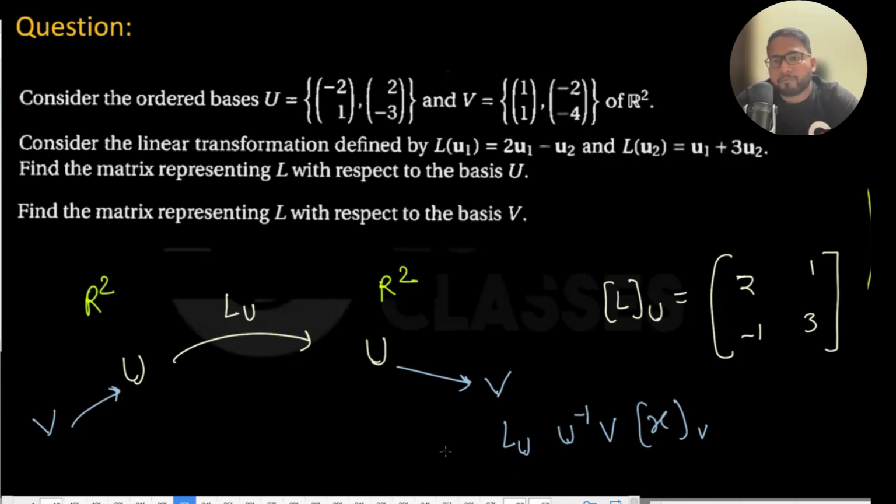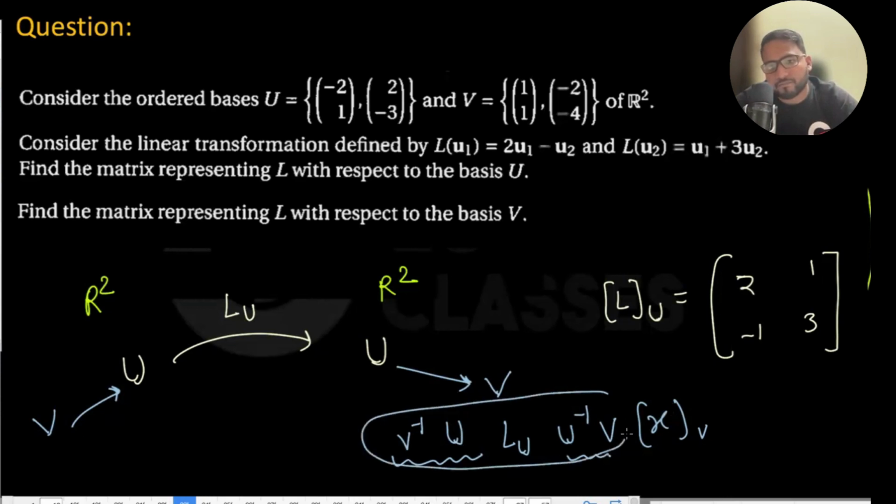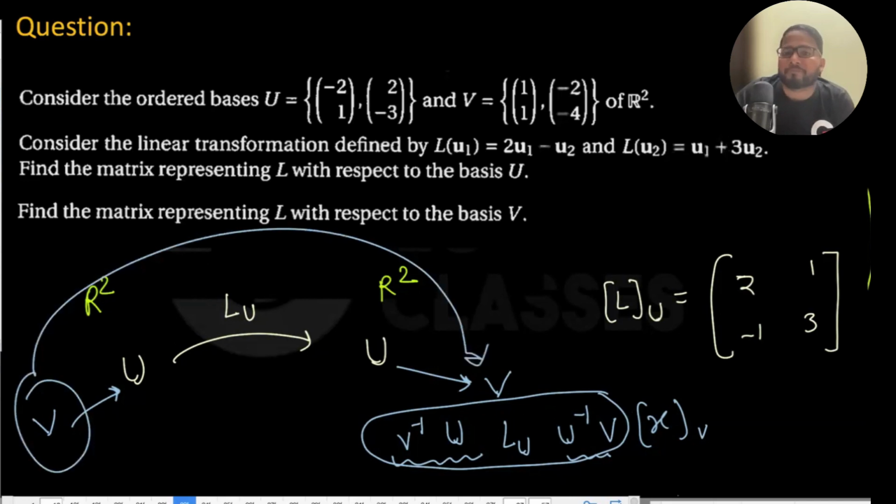Then again, what can you do? Now which matrix should I multiply such that I get it in basis V? It will be V inverse U this time, right? V inverse U. So what is the final answer? The final answer is this. This is a matrix which will take from V, convert to U, taking the help of LU, then convert to V. This is a matrix which is ultimately taking from V and then doing the transformation in V. Isn't it?